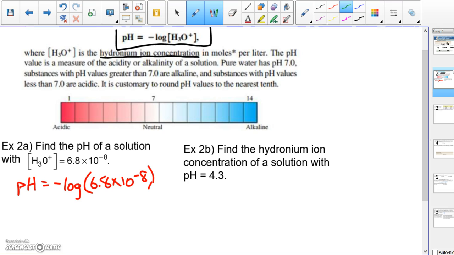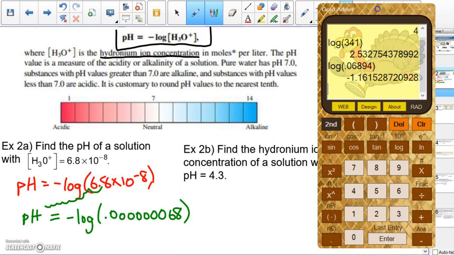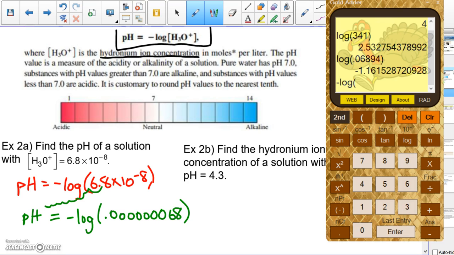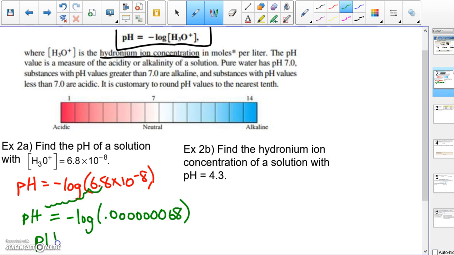So remember what happens when we multiply times 10 to the negative 8. The decimal moves 8 times. 1, 2, 3, 4, 5, 6, 7, 8. That's going to put 7 zeros in there. So the pH is going to equal the opposite of log of point and then 7 zeros with a 6 8. And so really it's just a calculator question at this point. Negative log 0.000000068, about 7.2. So the pH is about 7.2.